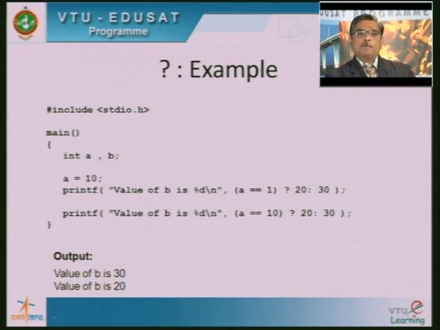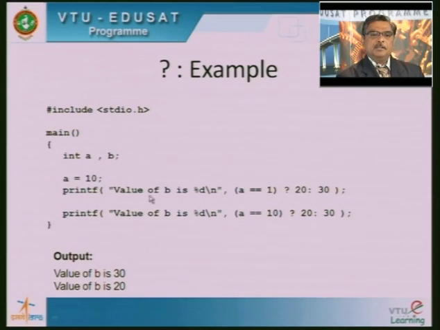Let us observe through a program how this can be used. Int a, b: there are two variables you are declaring. You are assigning the value a equal to 10. Now observe this printf: the value of b is, here you are assigning the expression value, whatever the expression computes. If a is equal to 1, it prints 20. If a is not equal to 1, it prints 30. Now since you assigned a equal to 10, it will not print the value 20, it will print the value 30.